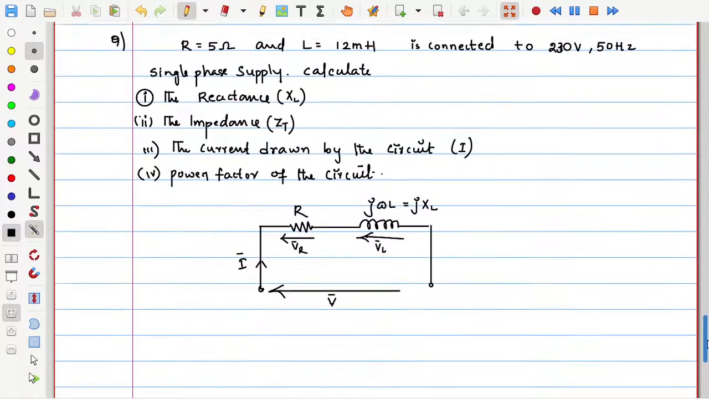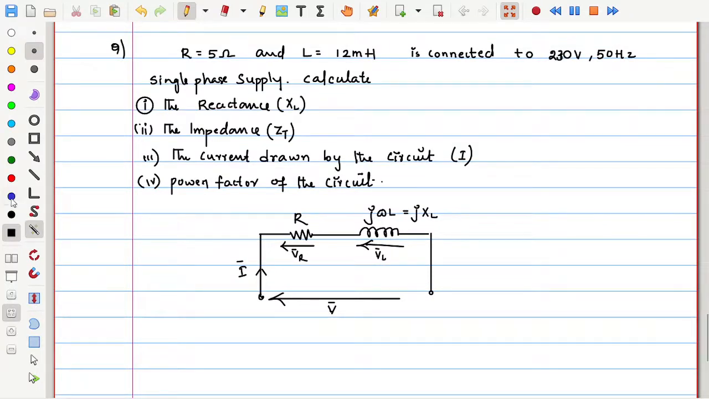Now quickly find the things which are required. Tell me, from the first, what do I need? Reactance. Which reactance? Inductive reactance. How much is that? Omega L. Omega is 2 pi F into L. So this is 2 pi, F is 50, L is 12 millihenry. How much is this value?